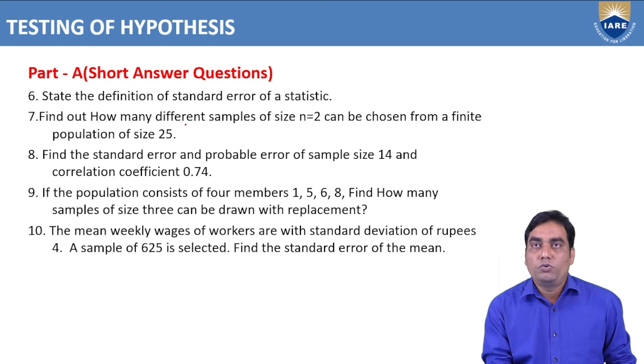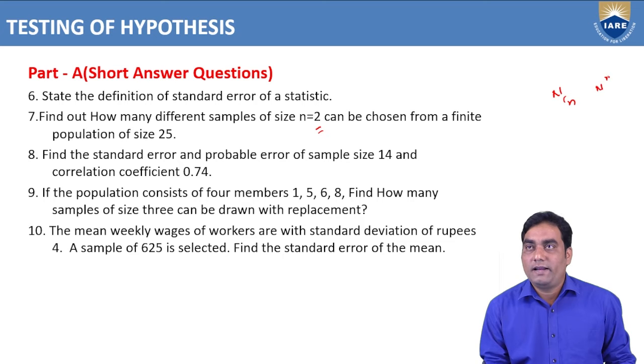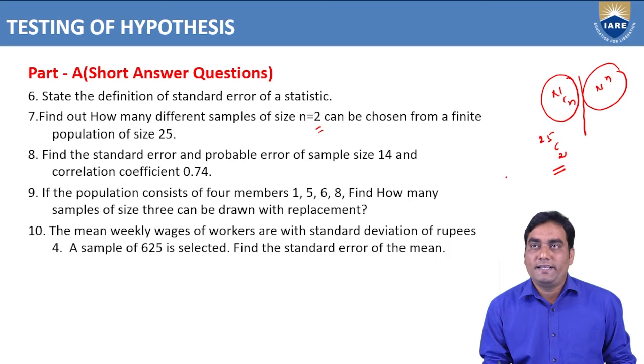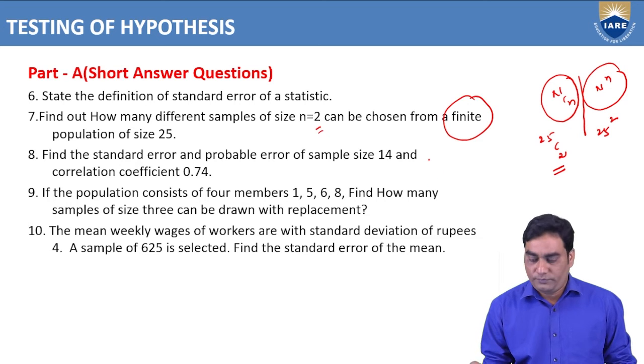Find out how many different samples of size n that can be chosen from a finite population. We have 2 formulas, NCn or N power n. For a finite population, we can choose NCn. For an infinite population, we can choose N power n samples. For a finite population, 25C2 samples we can choose from the population. If we mention it is infinite, 25 square samples we can choose.